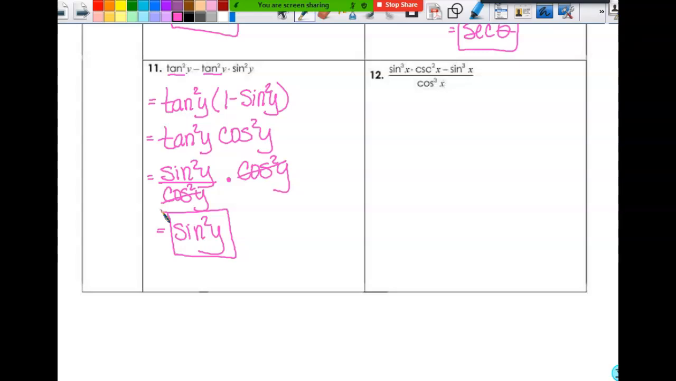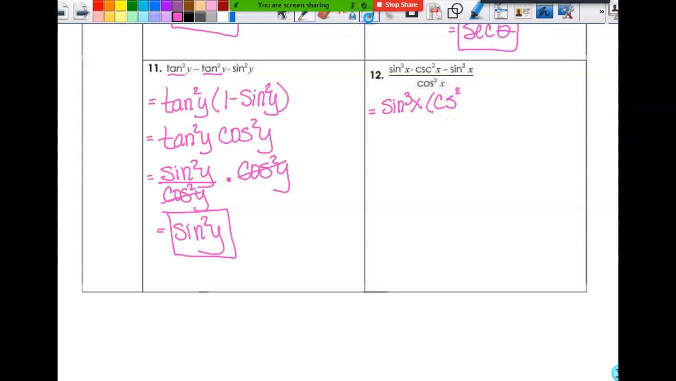Let's look at number 12. Now we got cubes in here. Doesn't mean that it's any more difficult. But if I look at my numerator, do I have a GCF in the numerator? Yes, I do. So I think I'm going to factor that out. So I'm going to factor out that sine cubed. So I'm going to get sine cubed x times cosine squared, cosecant.